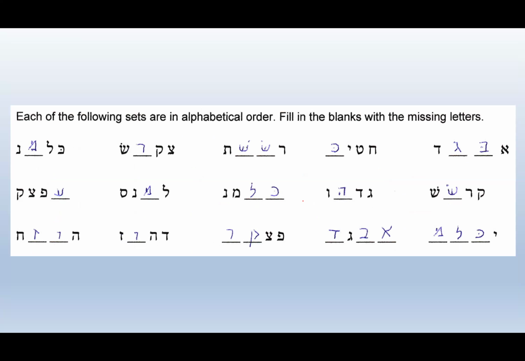And then the rest of this is really pretty easy. I don't know if we need to spend time on it, but it's just listing the alphabet in order, supplying the missing letters. It's just segments of it.